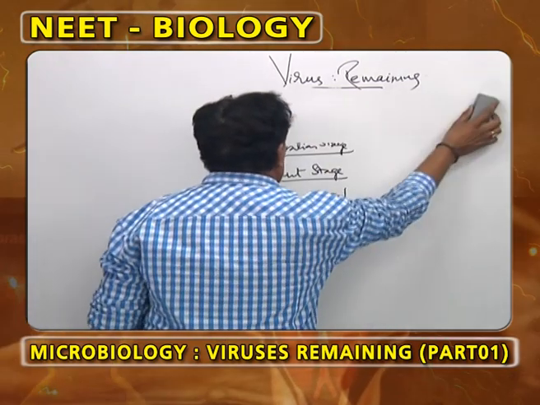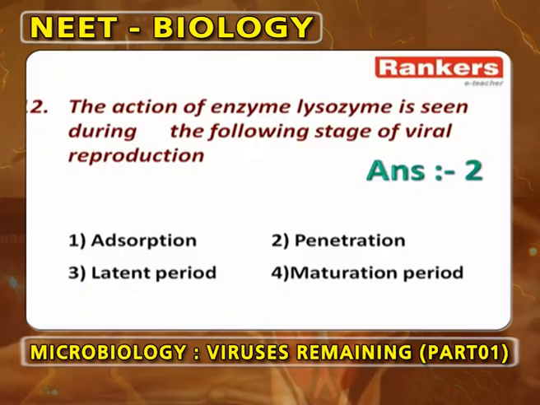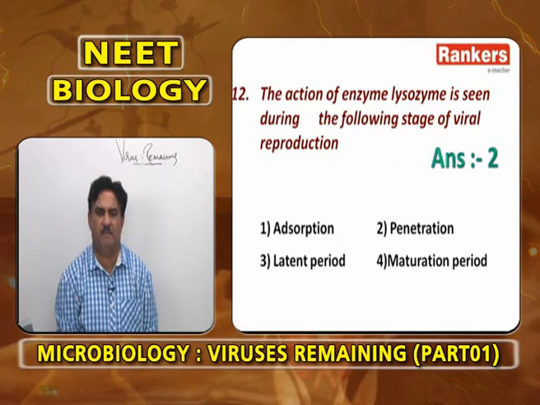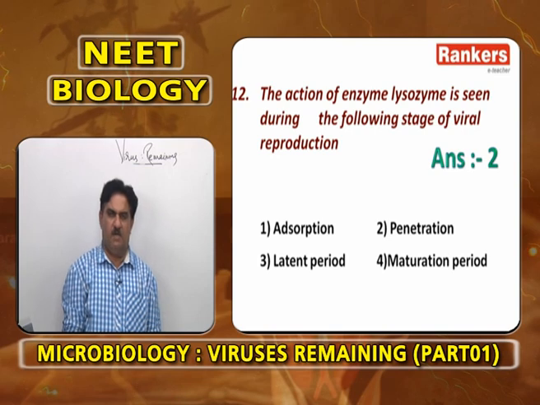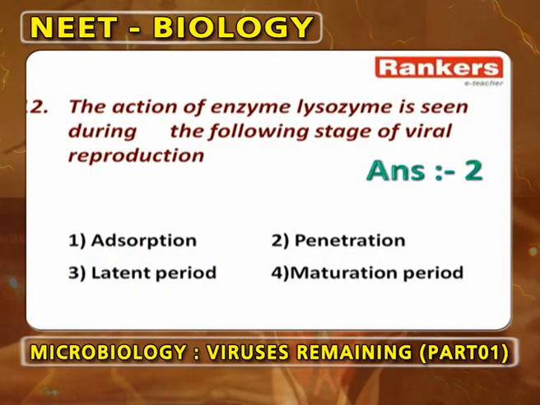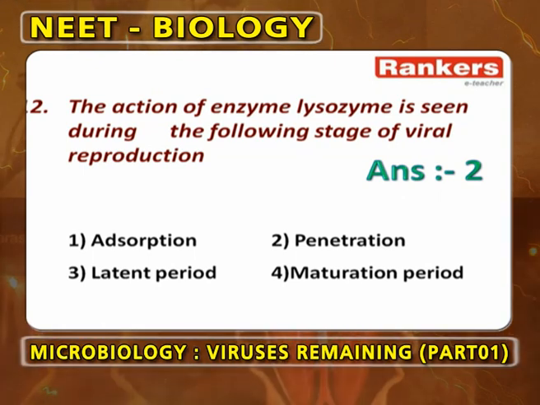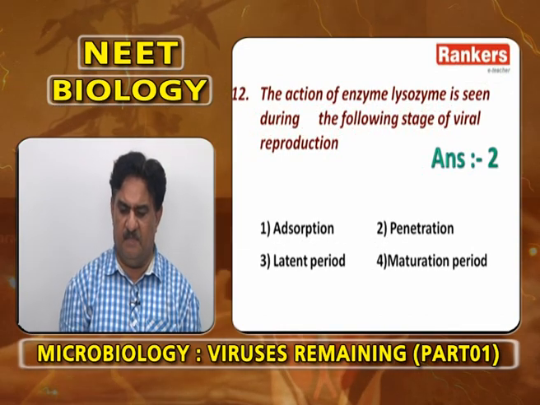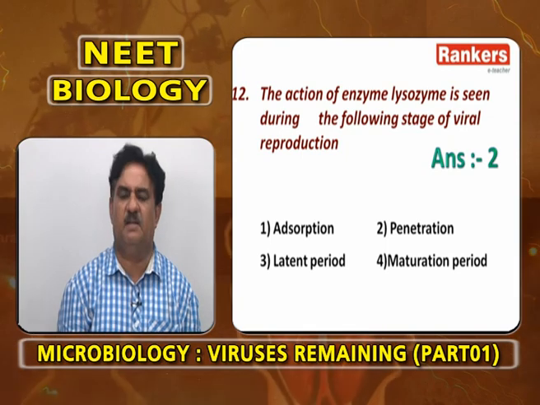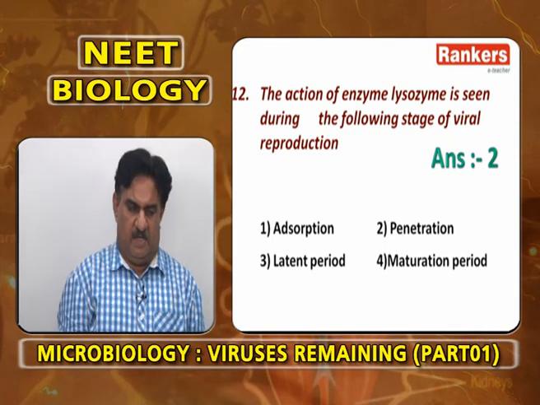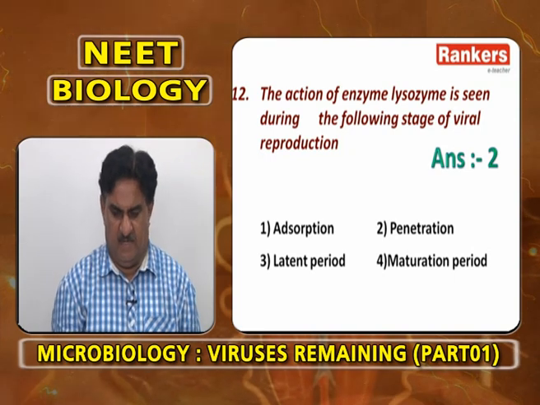So the activity of lysozyme comes when the bacteriophage attaches to the cell wall of the bacterial cell by what is called tail fibrils. Once the tail fibrils attach, lysozyme is secreted, a small pore is made, and when the viral DNA contracts, the DNA is incorporated into the bacterial cell. So the action of the enzyme lysozyme is seen during the following stage of viral reproduction, not adsorption. Adsorption is when a tail fibril goes and attaches to the surface of the bacterial cell.